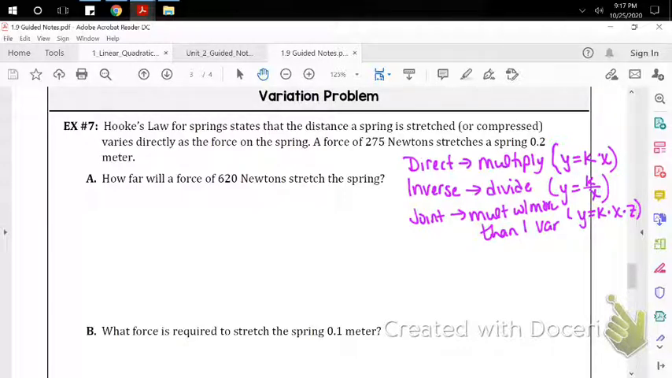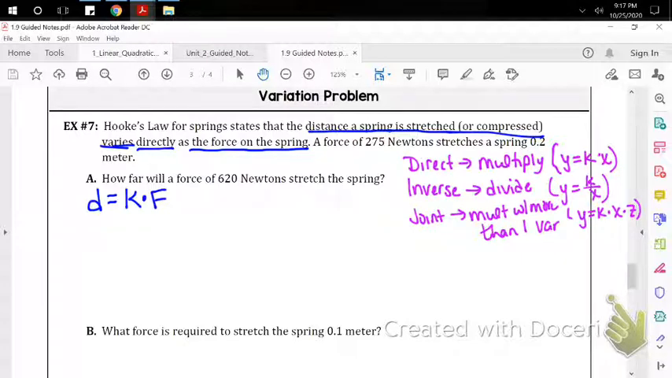And it's always in order for us. It says the distance a spring is stretched or compressed. So that's my first part, because then I see that word varies. So the distance varies means equals k. Directly, we see to the side there, means we're going to multiply. Multiply by what? The force on the spring. So let's do an F for force.